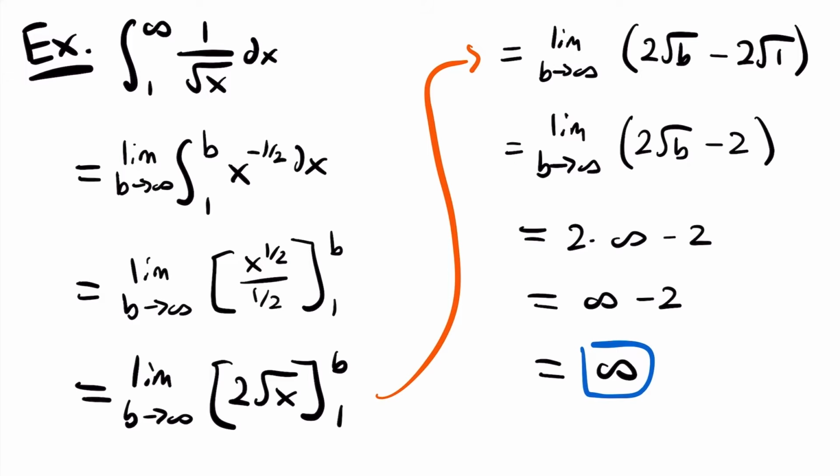And so infinity is the solution to our improper integral. However, it's not a specific value. It does not converge to a finite number. And so we will say that this improper integral diverges. All right? It does not converge to one value. It's equal to infinity. All right, let's take a look at another example.